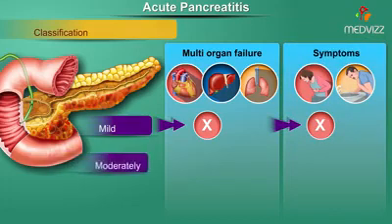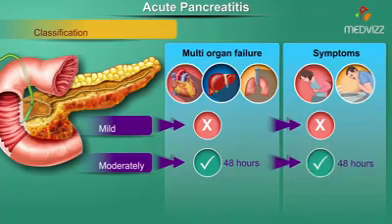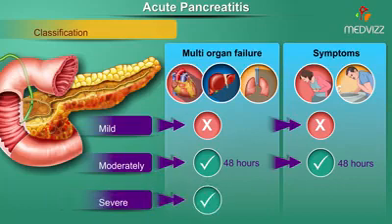Moderately severe acute pancreatitis, which is characterized by transient organ failure, which usually resolves within 48 hours, and/or local or systemic complications without persistent organ failure, which is greater than 48 hours. Severe acute pancreatitis, which is characterized by persistent organ failure that may involve one or multiple organs or organ systems.